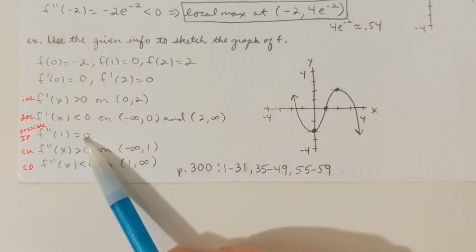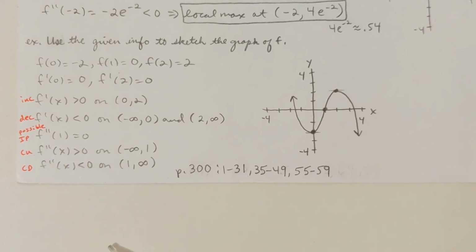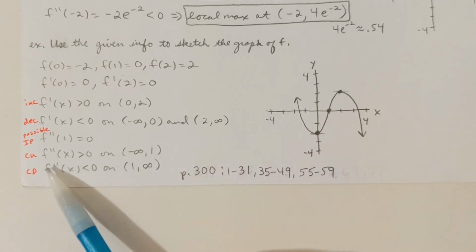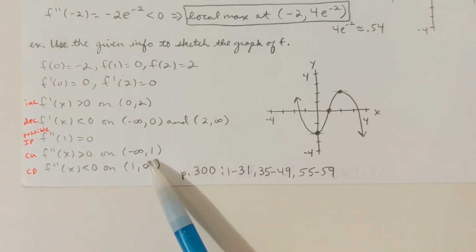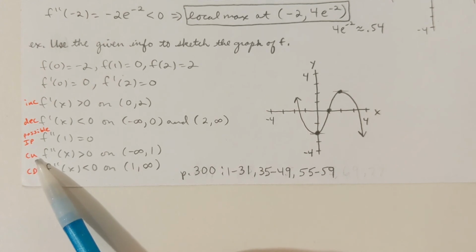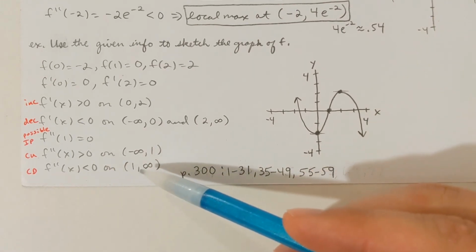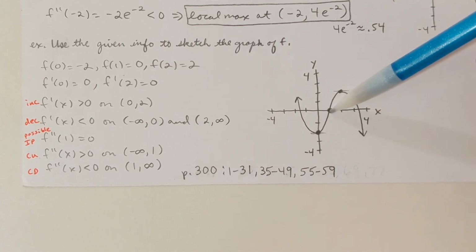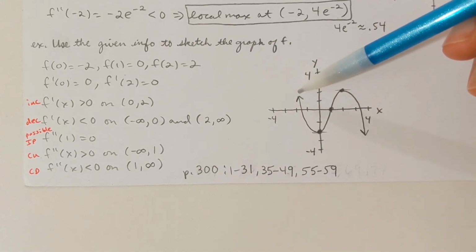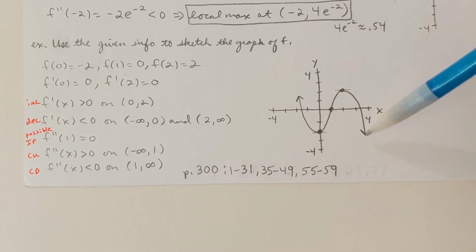f double prime of 1 equals 0 means that 1 is going to produce an inflection point, or this point here, (1, 0). We've already got that point plotted, but f double prime of x greater than 0 on the interval negative infinity to 1 means that we're going to be concave up on that part of the graph. And then f double prime of x less than 0 on the interval 1 to infinity means I'll be concave down on that part of the graph. So I'm going to be switching concavity at this point. I'm concave up if I'm to the left of 1, and then concave down if I'm to the right of 1.